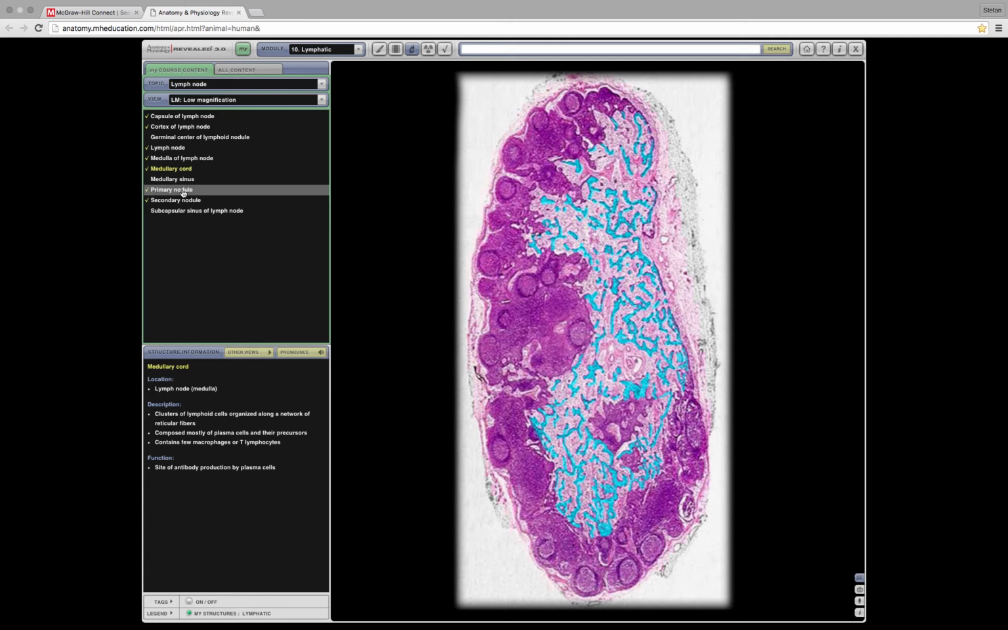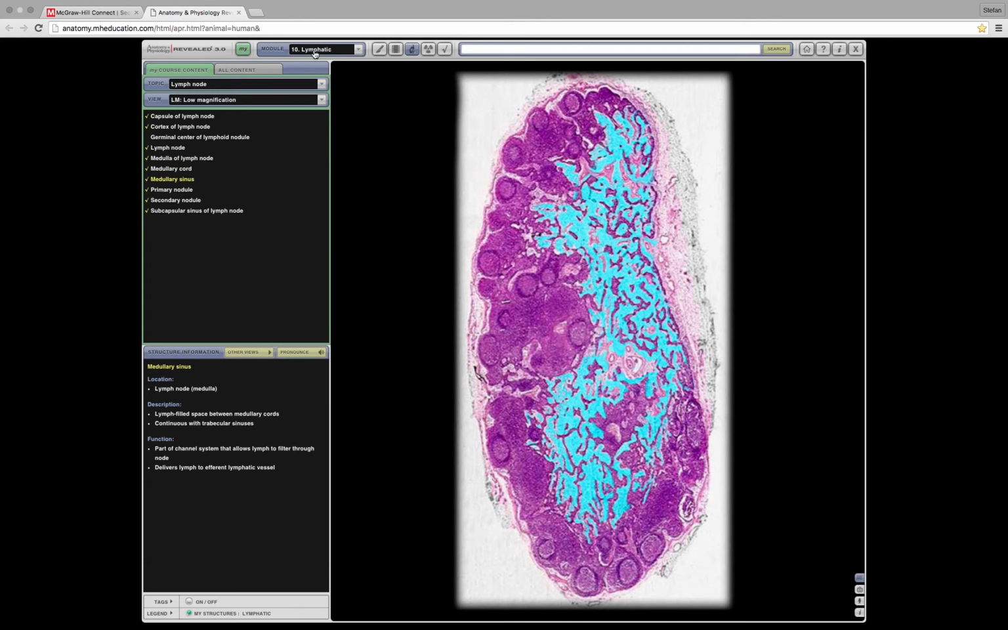Your nodules, here it says primary and secondary. For the purposes of the exam, just know that the nodules are these tiny little circles on the perimeter. And then the trabecula, which are not in here, unfortunately, so skip that. And that's it. That's the lymph node.